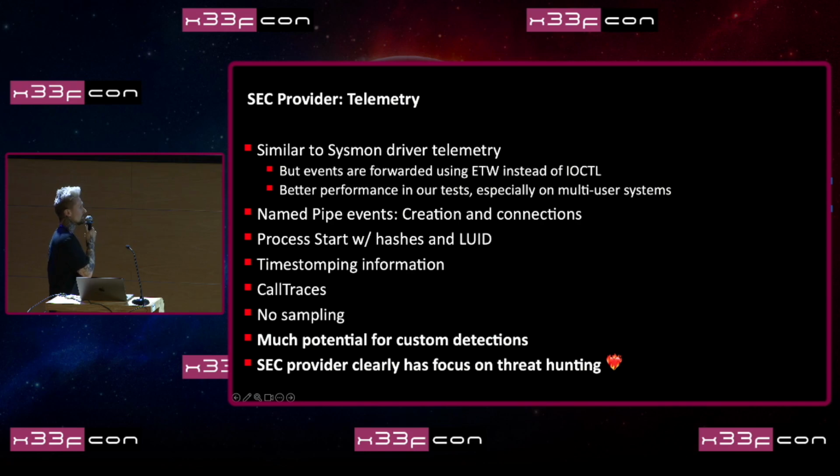And we saw that this telemetry is similar to Sysmon telemetry, but it has an important difference. It forwards events to us using ETW instead of using IOCTL calls. And it turned out that our multi-user systems already had this one running. So performance should be good as well. And the telemetry itself, it looked quite good because we had named pipe events, time stomping info, we had call traces. It did no sampling, so we had raw data. And the process start events already included all three hashes that we need, so we get them for free.